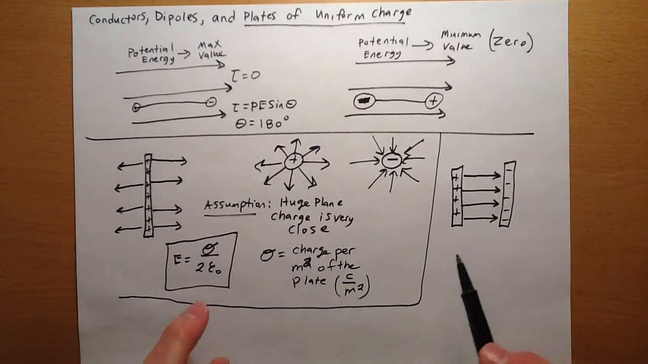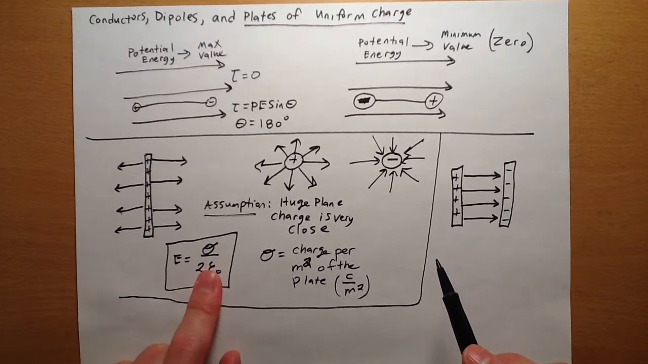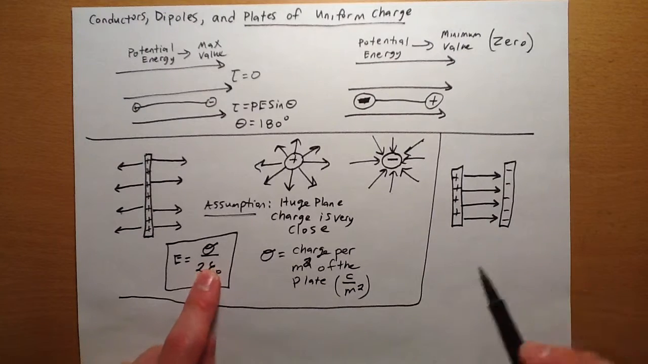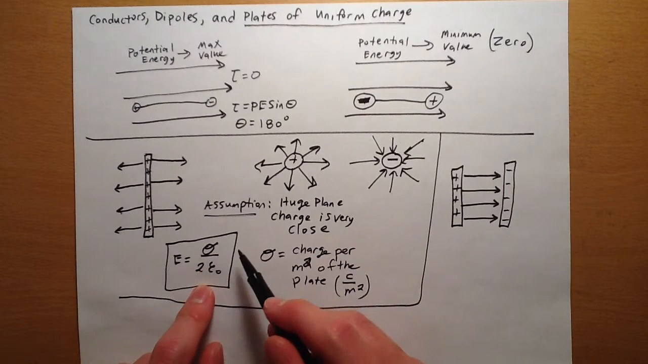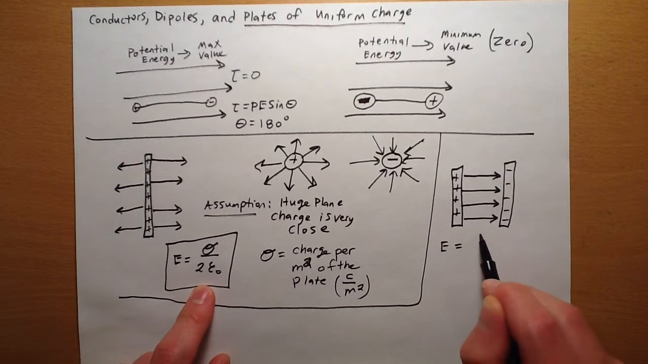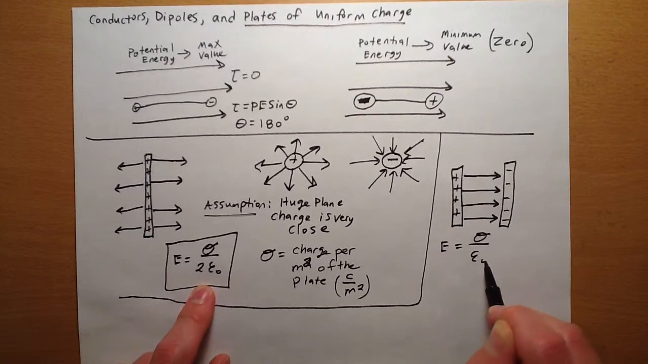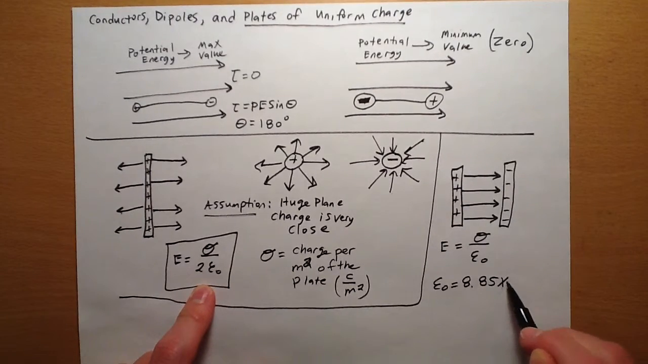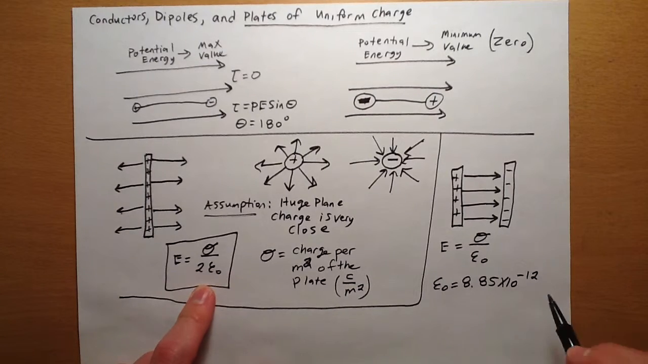So we used this equation before, but now we have two plates. So we add this multiplied by 2, and we get omega over sigma naught. Sigma naught we know to be 8.85 times 10 to the negative 12 coulombs squared per newton meter squared.